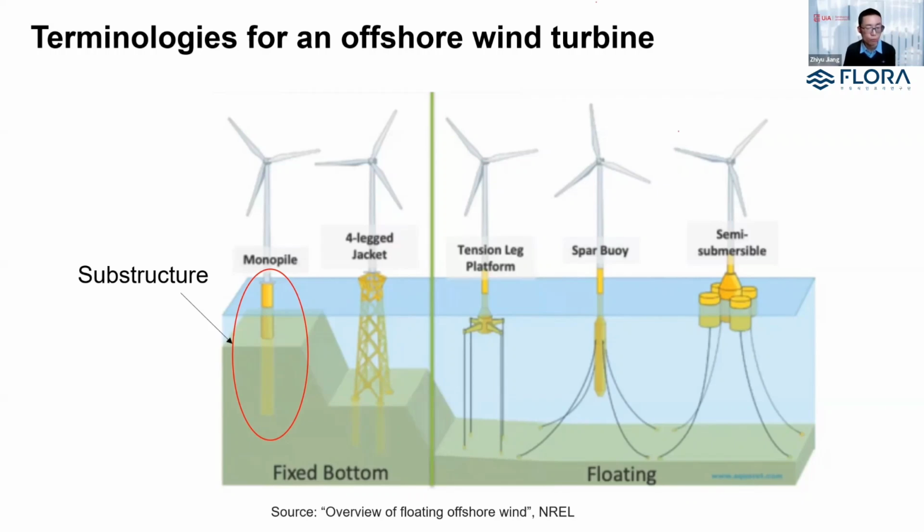We know that for relatively shallow to intermediate water depths, the substructure types of monopile or jacket are quite prevalent. But it's also believed that when water depths exceed 100 meters or 150 meters, then floating foundations are the preferred option. I show you tension leg platform, spar buoy, and semi-submersible here.